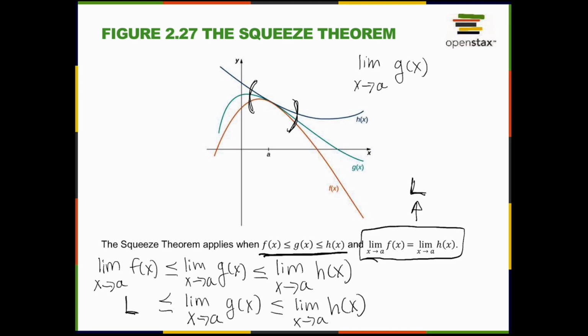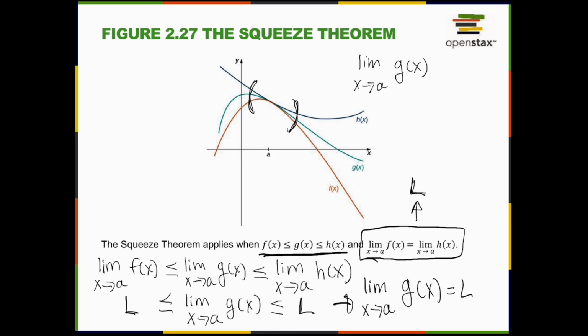Oops, I meant to rewrite that with an L there. Hold on, let me fix it. I meant to write L there. So if L is some number, say 5 or 7 or 100, whatever it is, if the limit as x approaches a of g of x is greater than or equal to L, and it's also less than or equal to L, that limit is forced to be L. So that tells us that the limit as x approaches a of g of x has to be L.